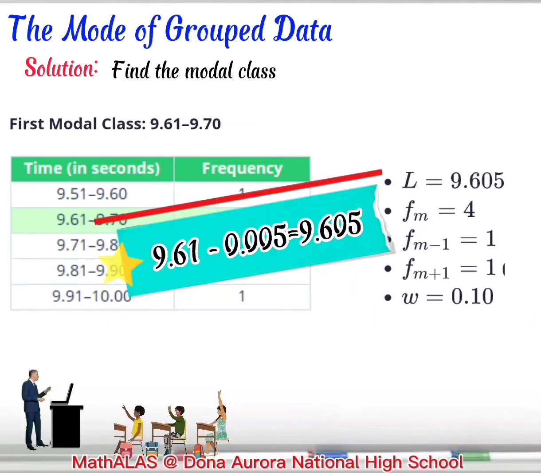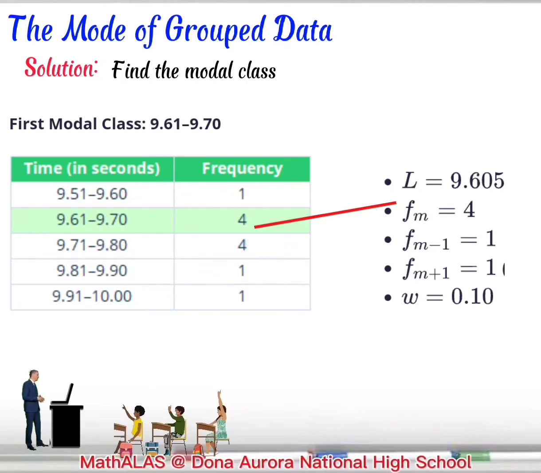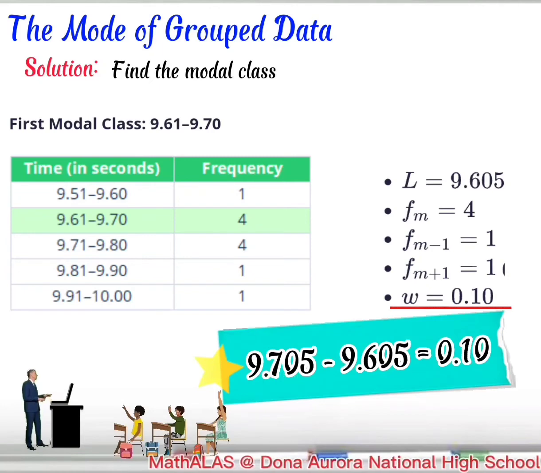To find the value of L or lower limit of the modal class, subtract 0.005 from the lower boundary. So, 9.61 minus 0.005 is 9.605. Frequency of the modal class is 4. Frequency before the modal class is 1. 1 is the frequency after the modal class. We cannot take 4, because 4 is our mode. Width W is the difference of the higher boundary and lower boundary of the modal class.